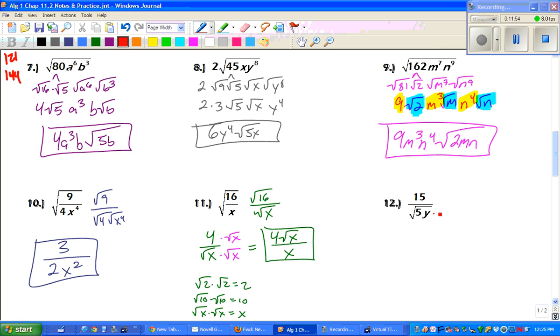Alright, and last one, to get rid of the roots, you multiply by 5y, and you get 15, 5y over 5y, and we're not done because you can reduce, okay? Always reduce. And that's your final answer, okay?